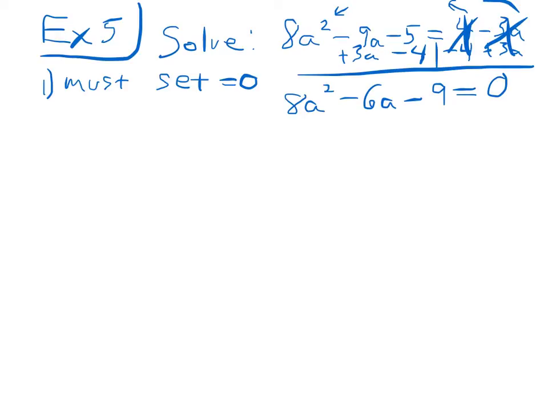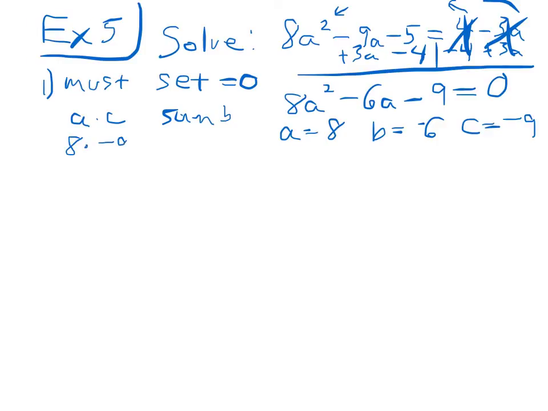So now I have to factor it. So I'm looking to see, is there a GCF of 8, 6, and 9? And the answer is no. So I got to write out my a equals 8, b equals negative 6, c equals negative 9. Okay. Let's do the AC method. A times C, sum of B. Well, A times C, 8 times negative 9, sum to get me negative 6. Okay. So I need something that multiplies to give me negative 72 and adds up to be negative 6.